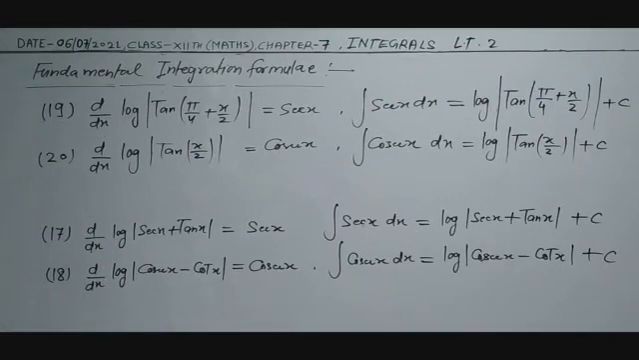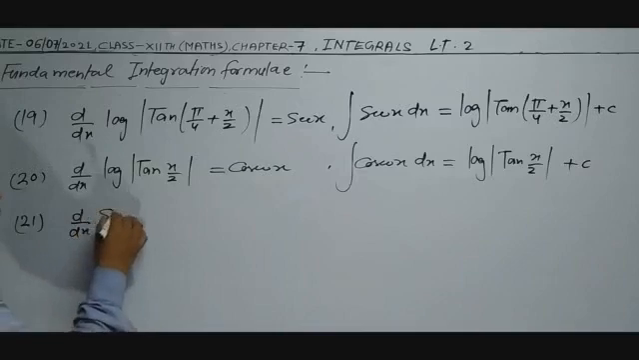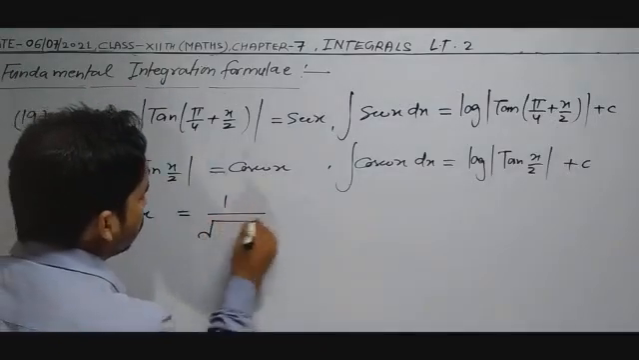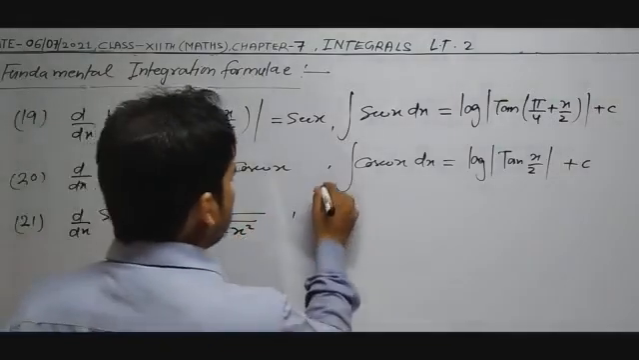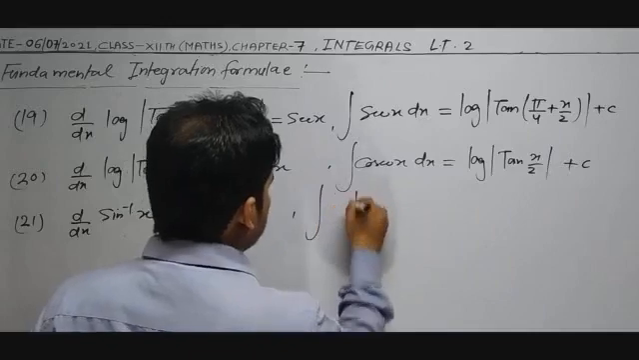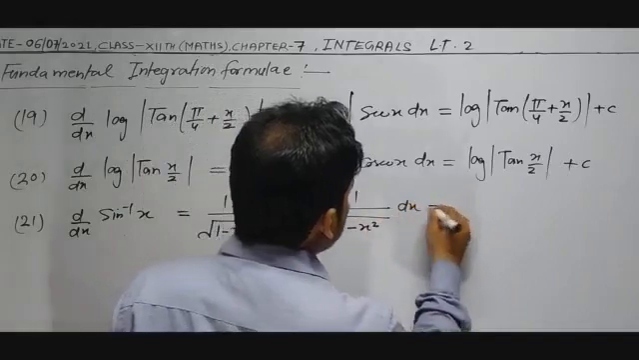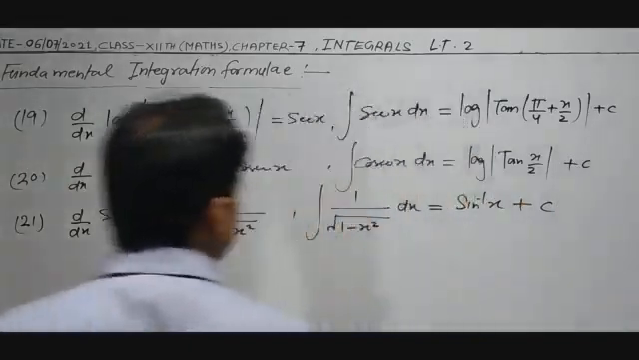Formula number 21 is d by dx of sine inverse x. You know its result is 1 upon root over 1 minus x square. So now the antiderivative of 1 upon root over 1 minus x square, dx, result will be sine inverse x plus c.